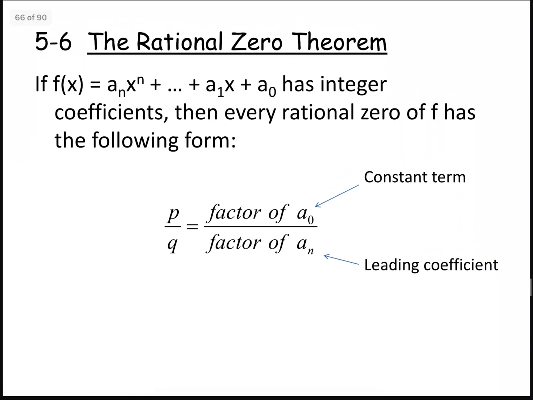The rational zero theorem says if a polynomial f of x is in this form and has integer coefficients, then every rational zero of f has the following form. We have a fraction of p over q, where p is a factor of a sub 0, which is just the constant term tacked on the end of the polynomial, and q, in the bottom, is a factor of a sub n, which is the leading coefficient in that polynomial when it's in standard form.